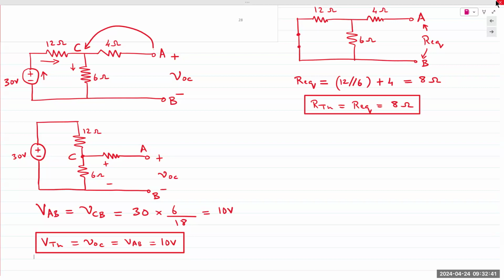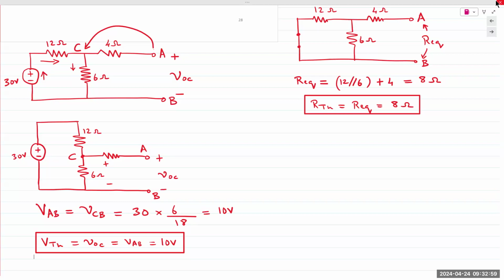The question being asked is, if you solve for the voltage across the 6 ohm resistor, is that the same as the node voltage at C? Yes, the answer is yes, because the 6 ohm is connected between C and B. Good question.